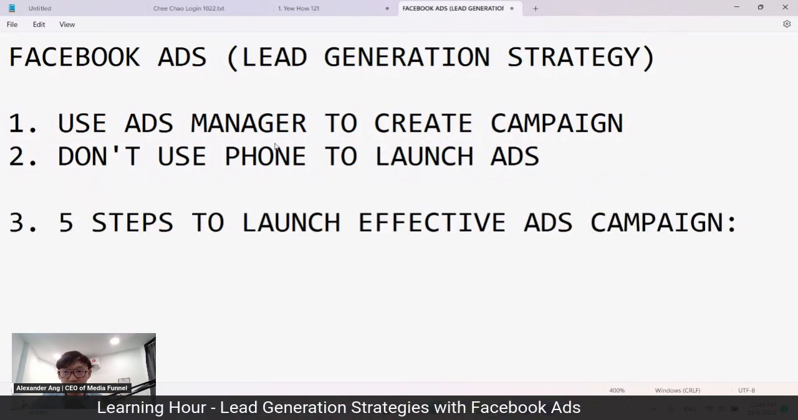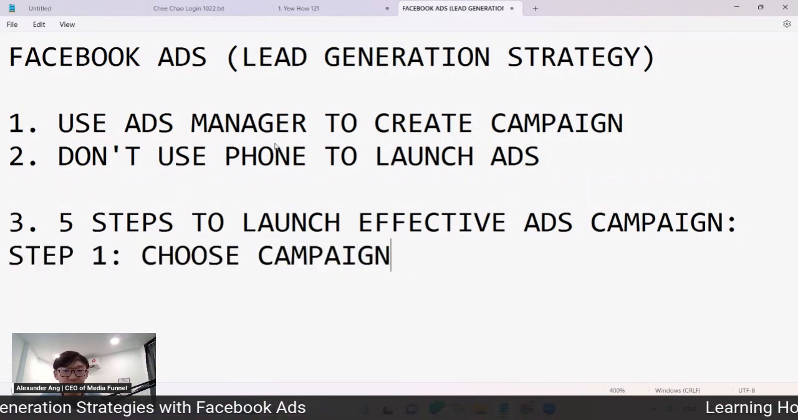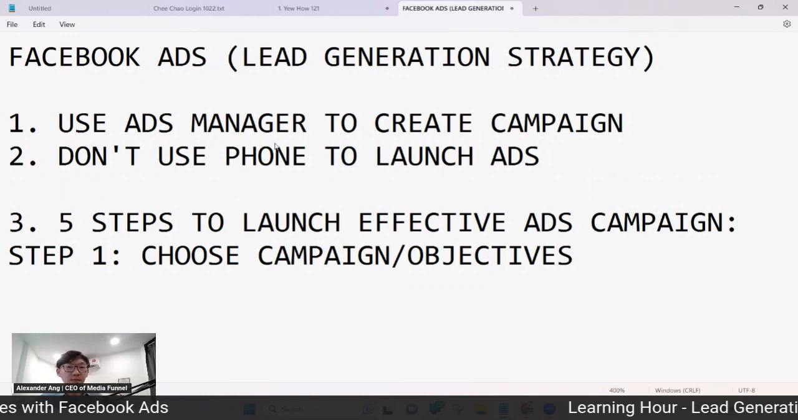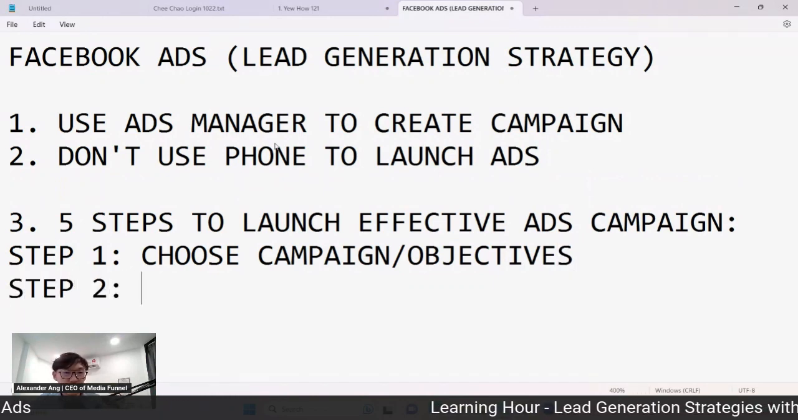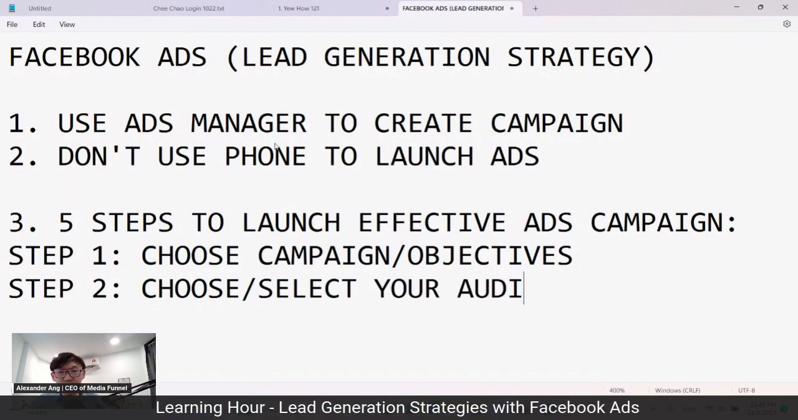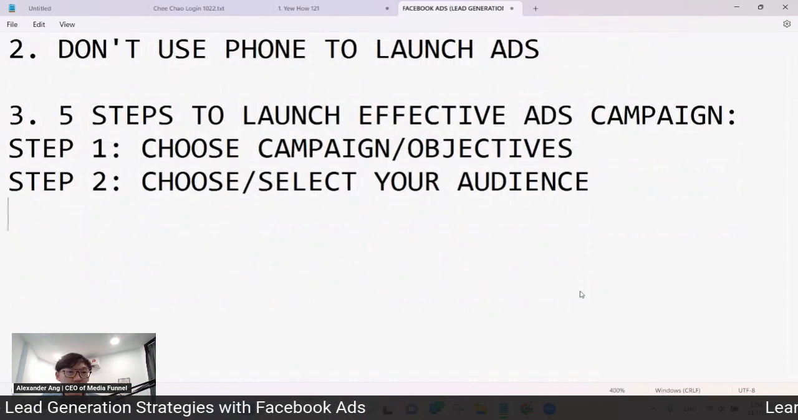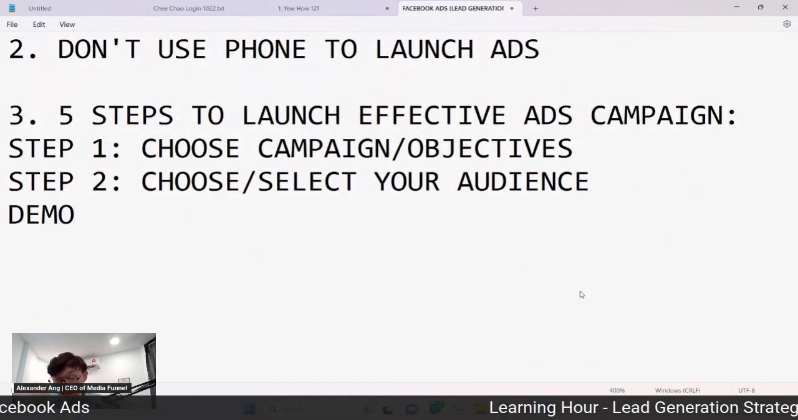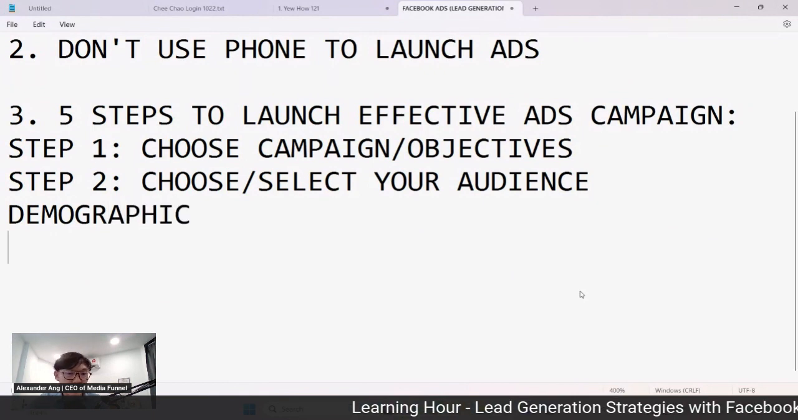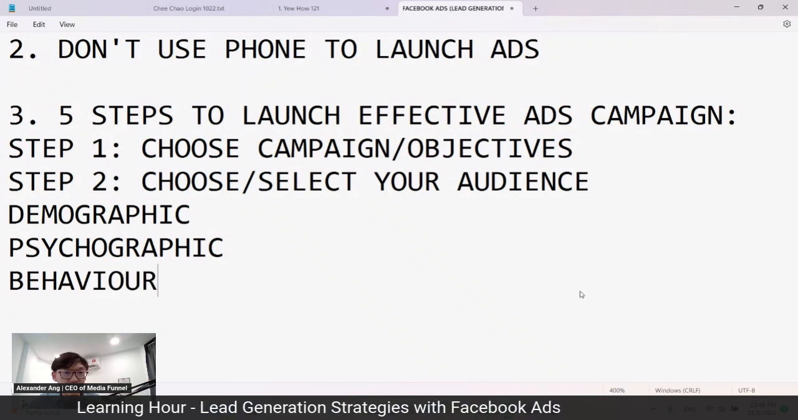And then 3, there are 5 steps to launch an effective campaign. So step 1, choose campaign objectives. Step 2, choose or select your audience. Where do they stay? What do they do? So for audience, there are actually 3 types. You have demographic, you have psychographic, and then you have behavioral.